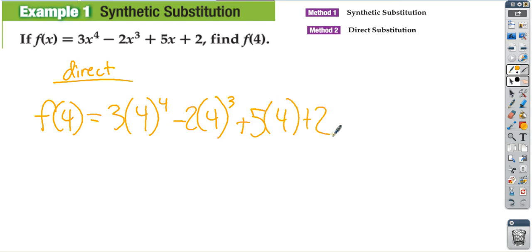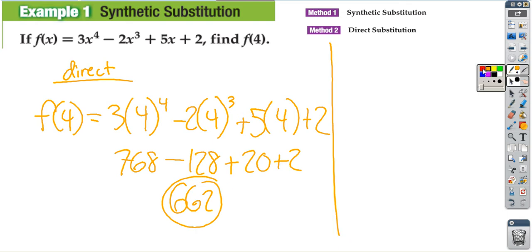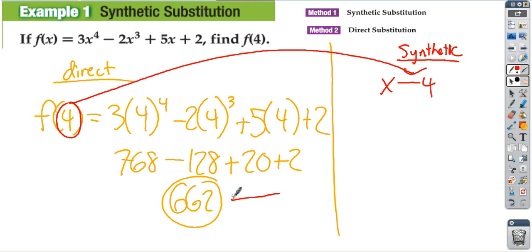Okay, so 4 to the 4th is 256 times 3 is 768. 4 to the 3rd is 64 times negative 2 is negative 128. 5 times 4 is 20. And when we add these together, that's going to be 768 minus 128 is 640 plus 20 plus 2 would be 662. So here's what the remainder theorem says. The remainder theorem says if we do synthetic division on this, and we do it with x minus this number right here, we should get a remainder of 662. So let's check to see if that happens.